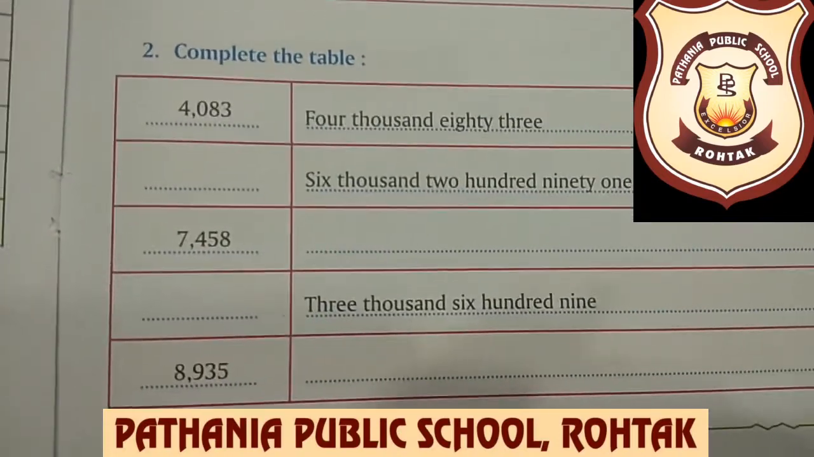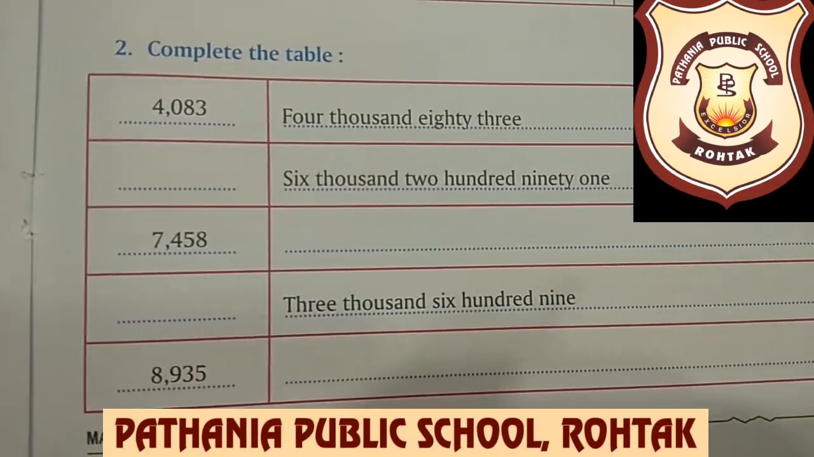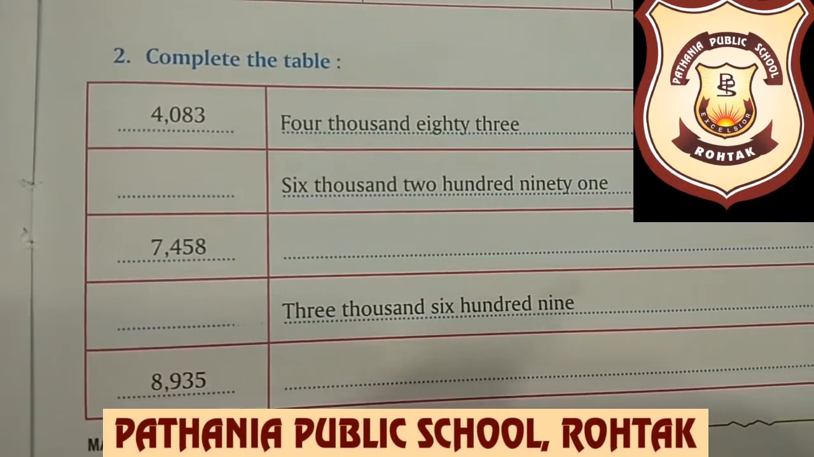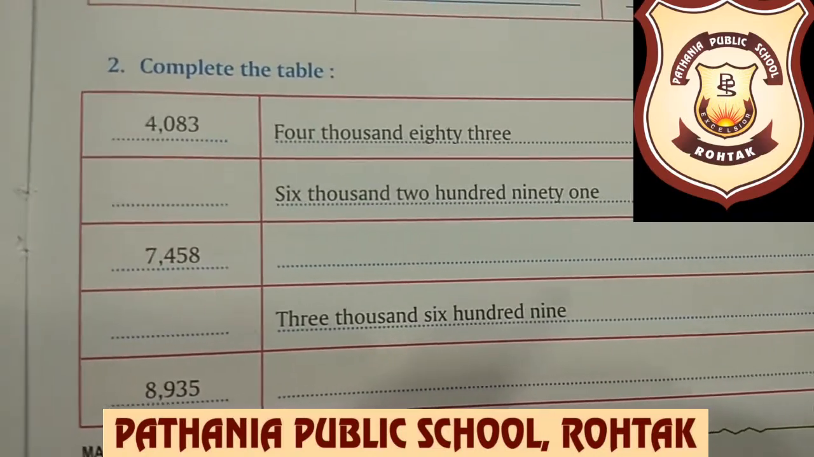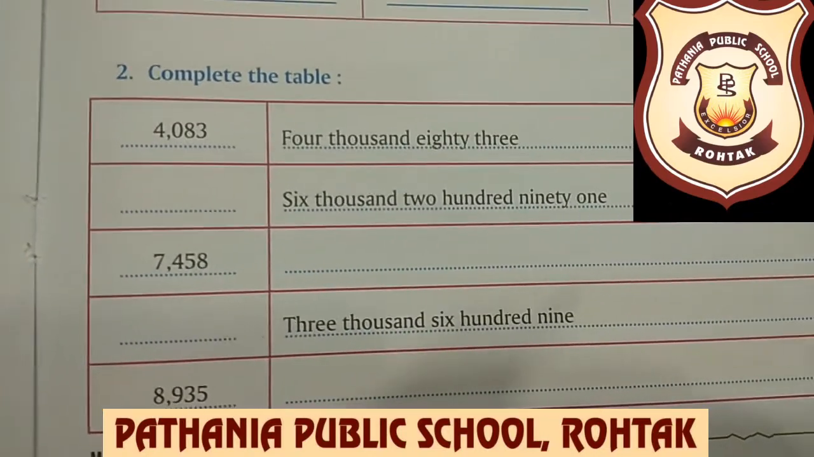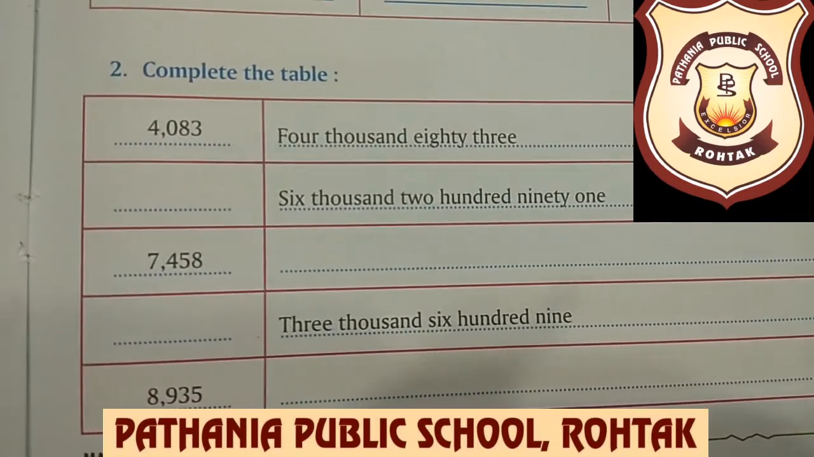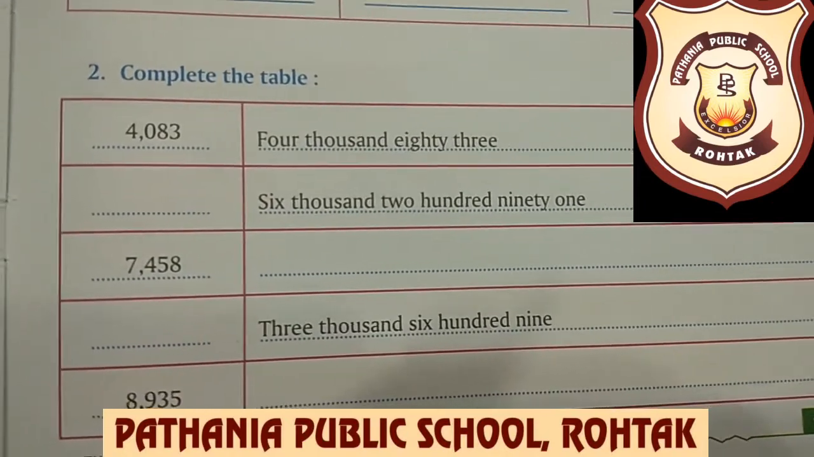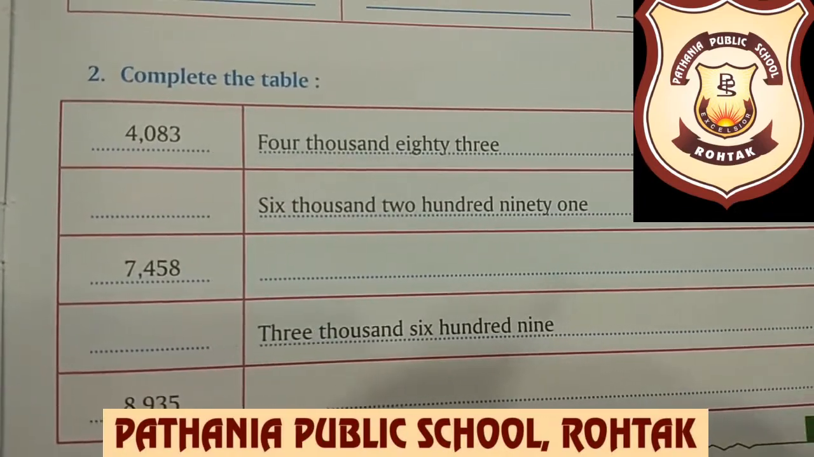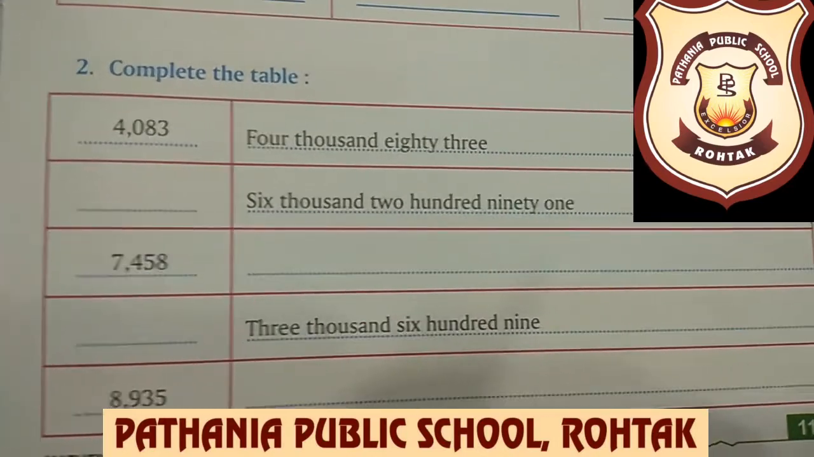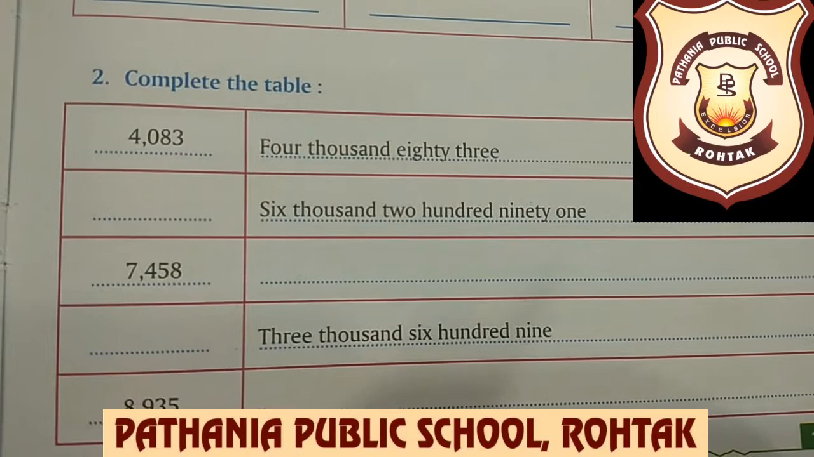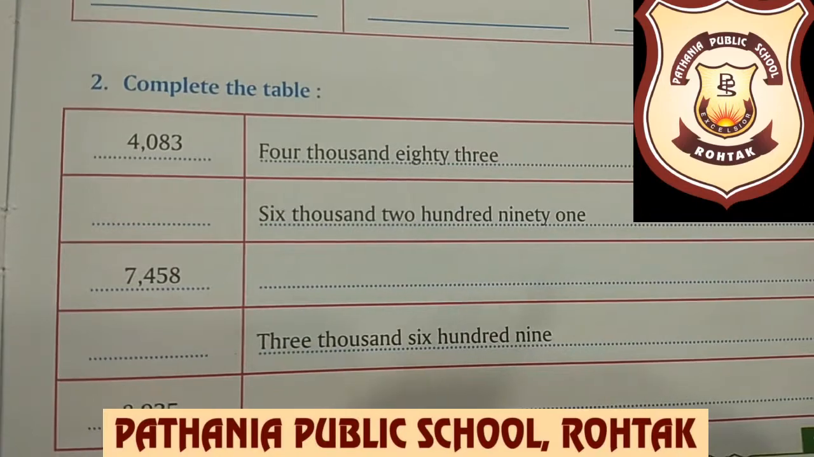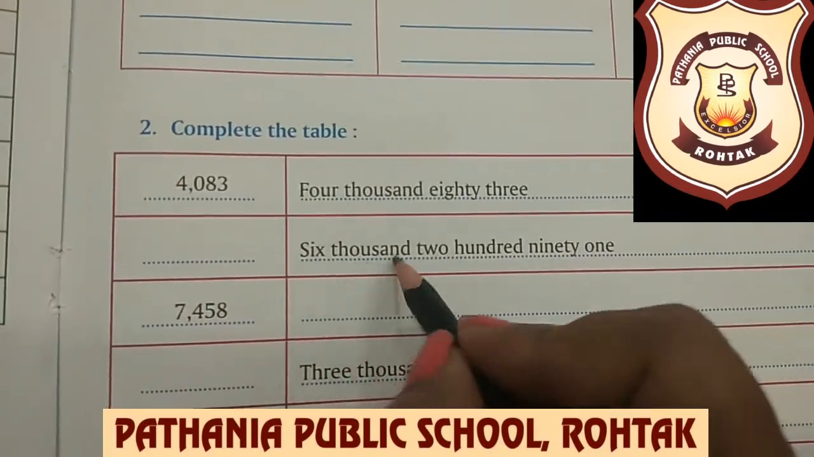Now the next question is complete the table. Again in this table 2 columns are there. In one column numbers are written and in another column number names are written. So where the number name is not written, we need to write the name of the number, and where the number is not written, we need to write the number for the number's name. Like in the first row, both the things are done for you. The number is 4083 and it is written in words also. 4083.